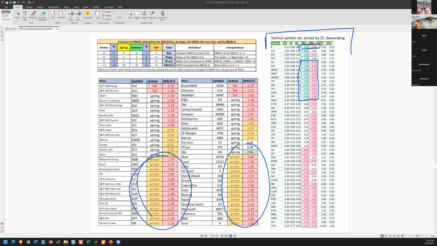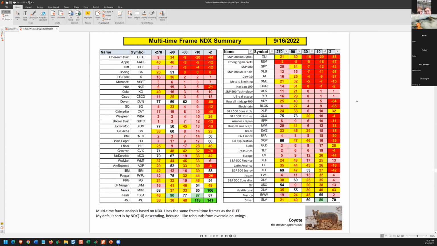The NDX is giving you the tail of the tape there in bright colors. Notice the Johnson & Johnson and Merck stood out before. And then the other one I want to just show you is look how Tesla is kind of quietly stabilizing.